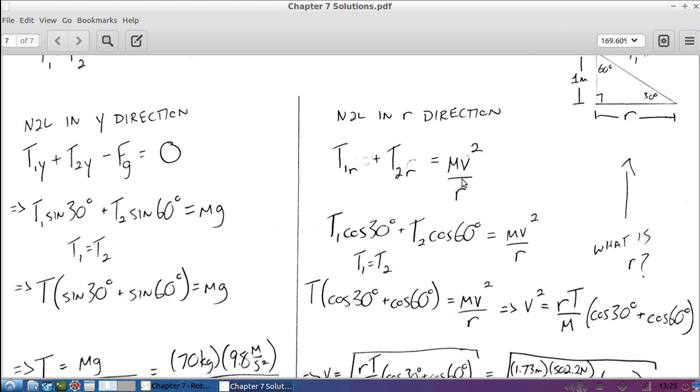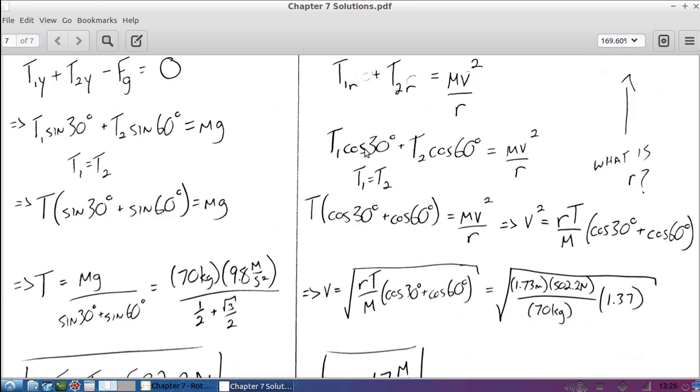I'm accelerating in the r direction, right? Because my velocity vector is changing. I've got a centripetal acceleration. So now I can plug everything in here. I'm looking for v, the speed of the object. I've got the tensions, that's great. So T1 cosine 30 plus T2 cosine 60 go in here. Again, T1 is equal to T2, so I can just call it T and factor it out.